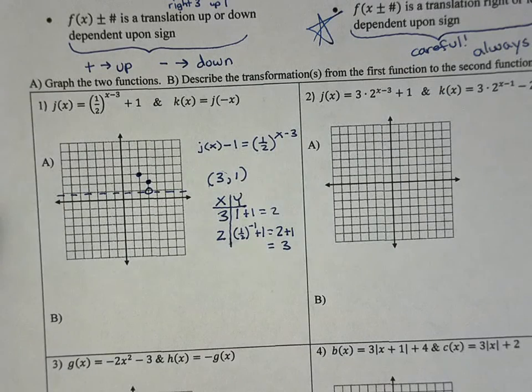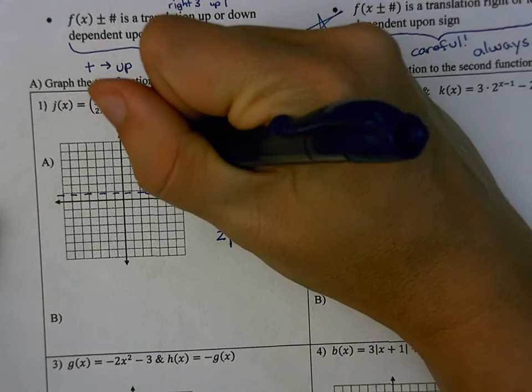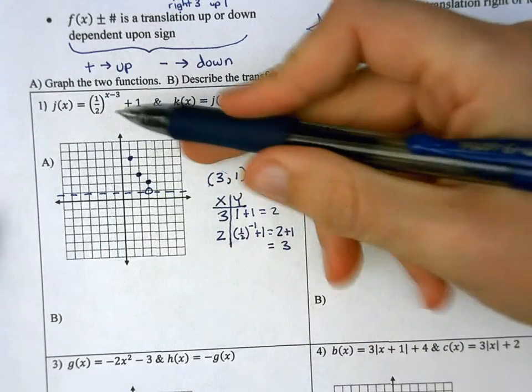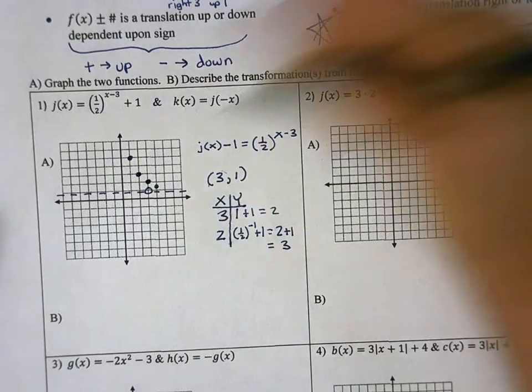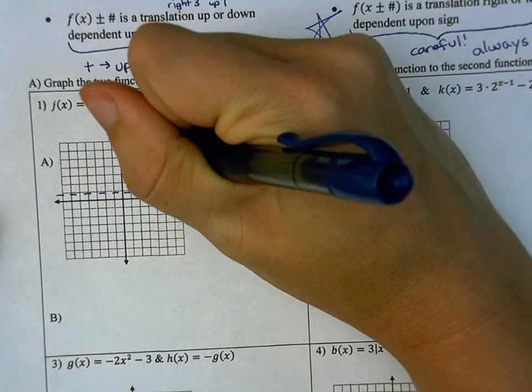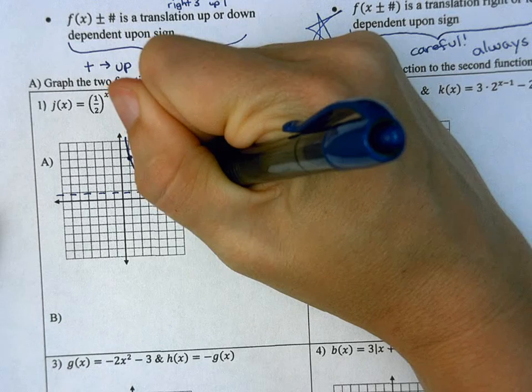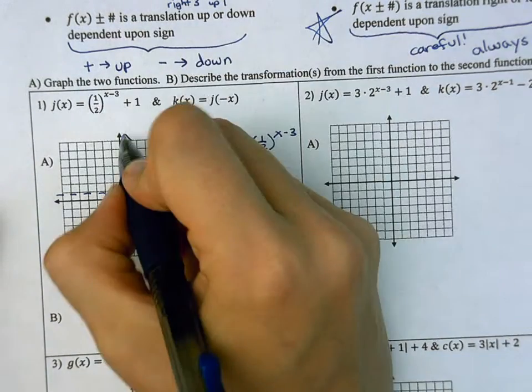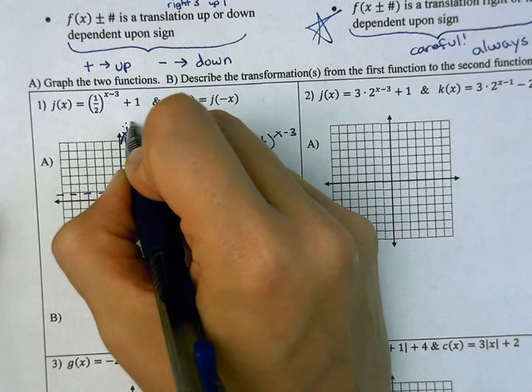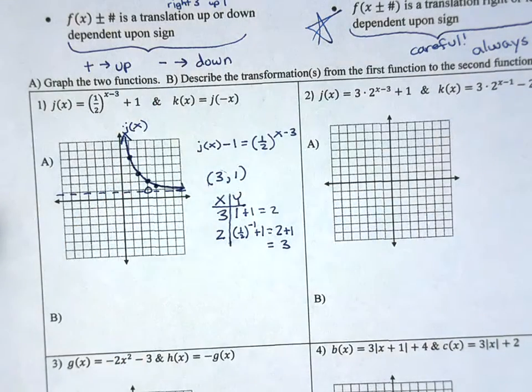And if you want to, you could plug a few more in. Maybe you plug in 1. If you plug in 1, you'll get 5. Right? Maybe you plug in 4. If you plug in 4, you'll get 1.5. Right? So you can plug in some more points if you'd like to give a little bit more structure to your exponential, but you do not have to. And then this is j of x that we have just graphed. Okay?